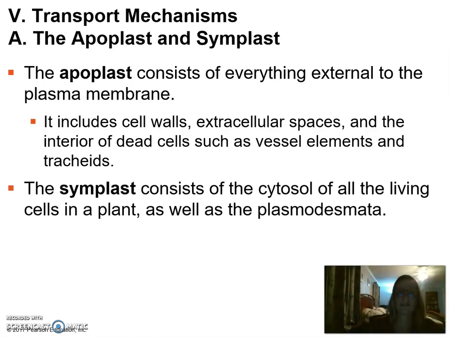The symplast, the light went out, so I'm going to fix it. Okay, so the symplast consists of the cytosol and all of the living cells within a plant, as well as the plasmodesmata. You may or may not have heard of plasmodesmata. I think I've used it before in a lecture, but these are little spaces that allow movement of substances between cells. You're going to see pictures of it in just a second. So the symplast is basically in the cytosol of a plant cell.